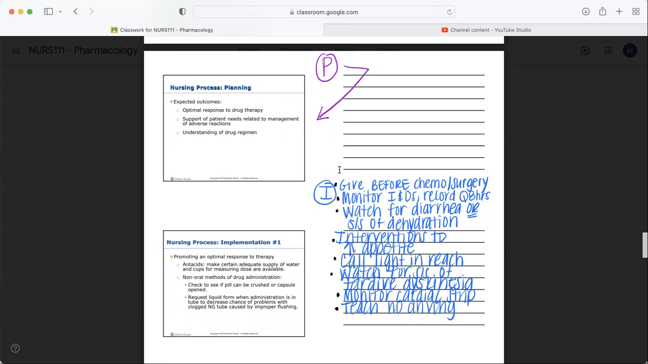Interventions to increase their appetite: offering them preferential foods, small frequent meals, finger foods if possible, maybe a different consistency in order to meet their nutritional needs. Get that call light in reach and watch for signs and symptoms of tardive dyskinesia development, especially if your client is taking Reglan or metoclopramide. We want to monitor that cardiac strip for QT prolongation and potential arrhythmia. And we want to teach the client no driving, especially if they're on one of those medications like Phenergan that might make them sleepy.